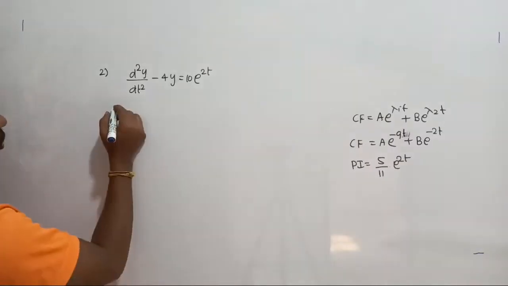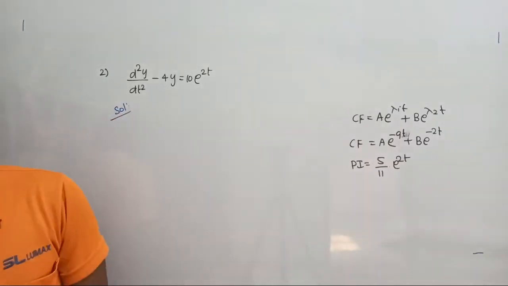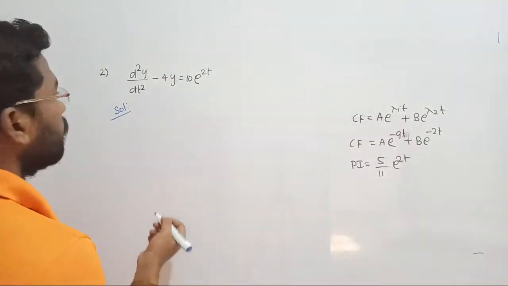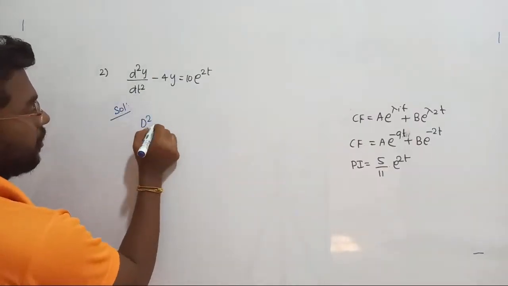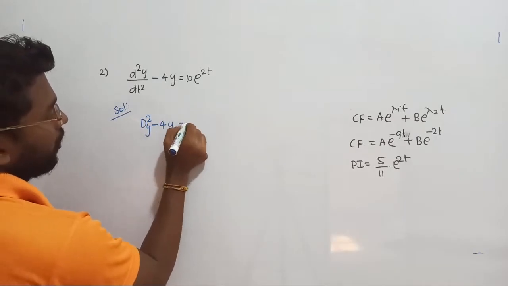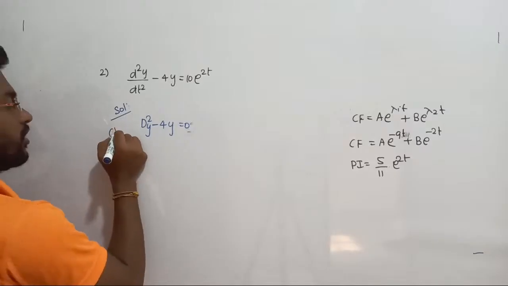If you want to know the solution for this function, is it going good? If you have any problem, please make a WhatsApp call. Okay, fine. Let's continue. D square y by dt square can be written as (d square minus 4) y equal to 0. Clear? I'm just looking for the solution of the complementary function.